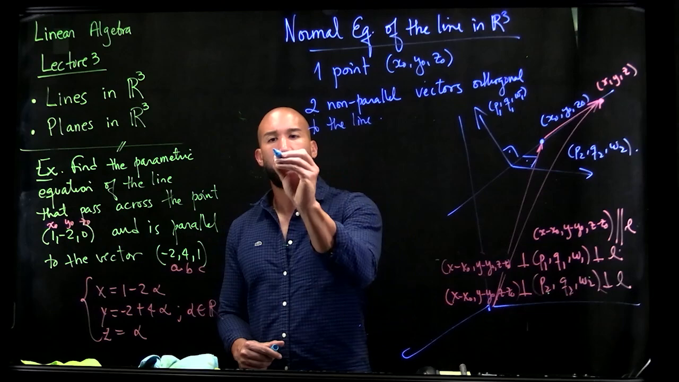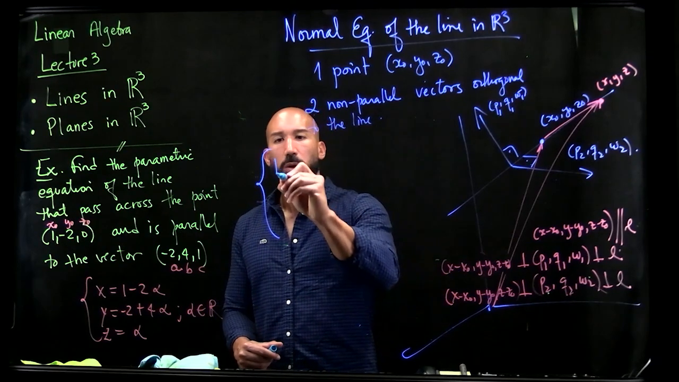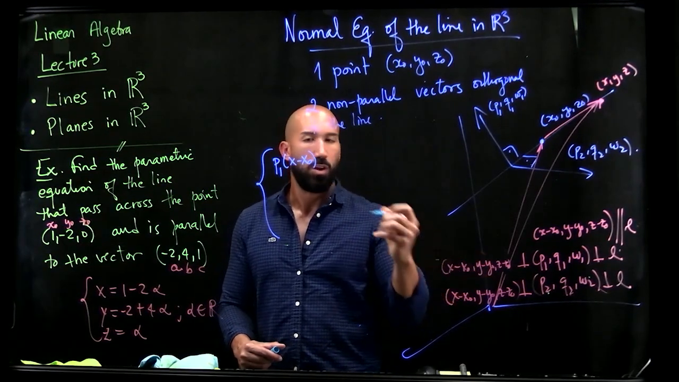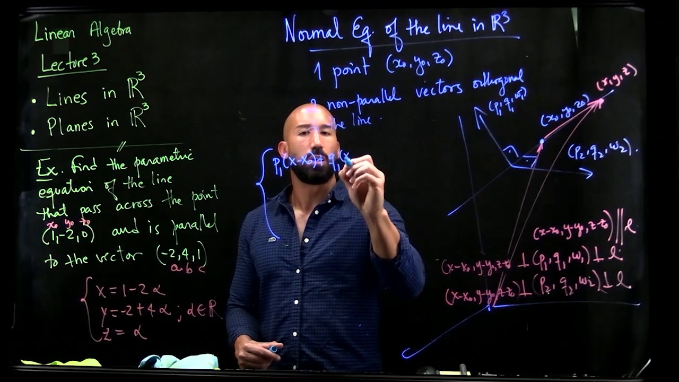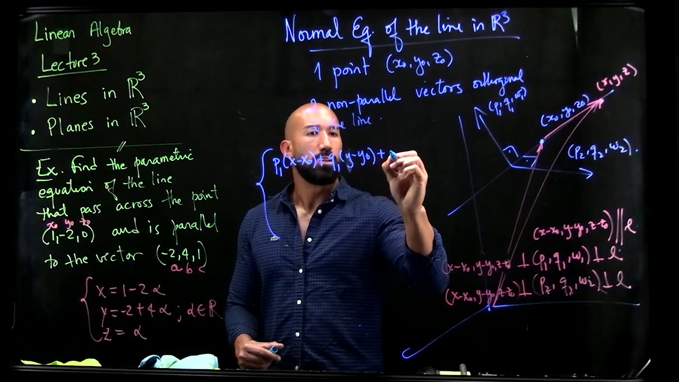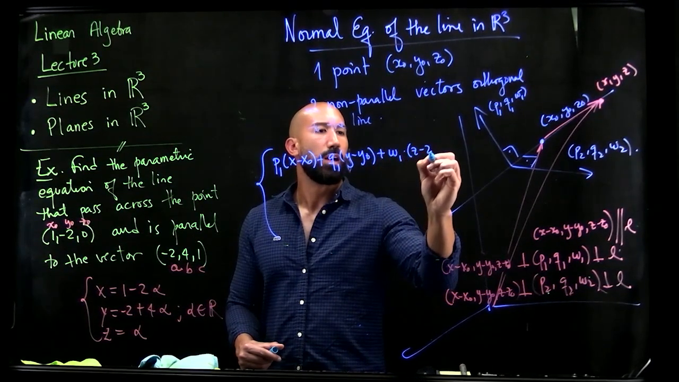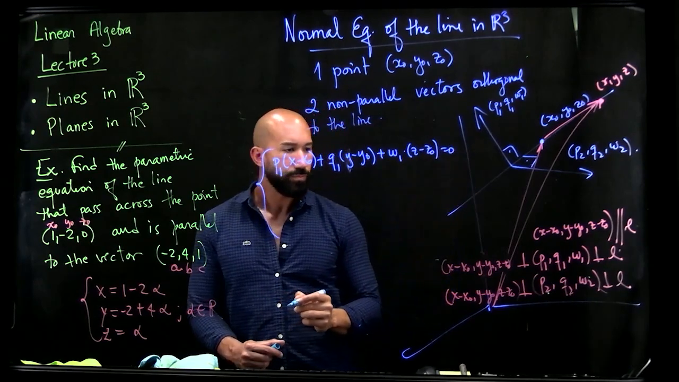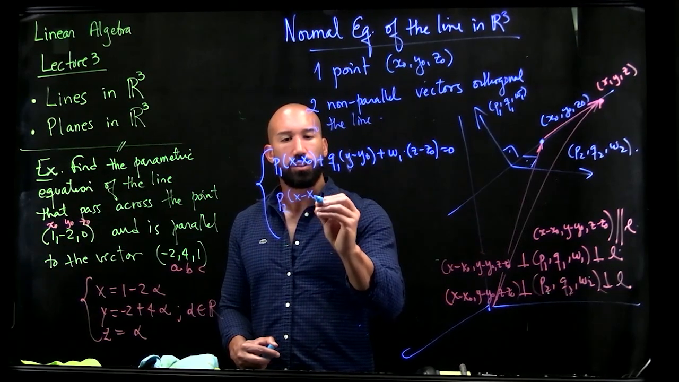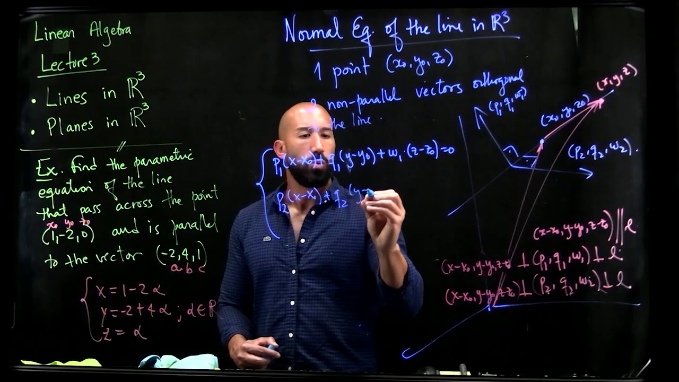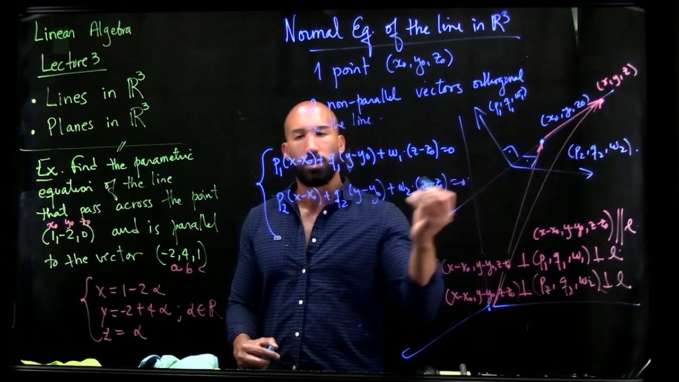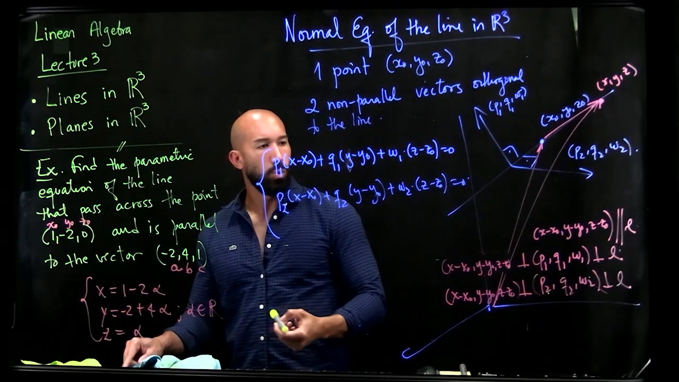So the normal equation of the line is going to be what? P1 times X minus X0 plus Q1 times Y minus Y0 plus W1 times Z minus Z0 equal to 0. And from the second one, we're going to have P2 times X minus X0 plus Q2 times Y minus Y0 plus W2 times Z minus Z0 needs to be 0. And this is the normal equation of the line in R3.